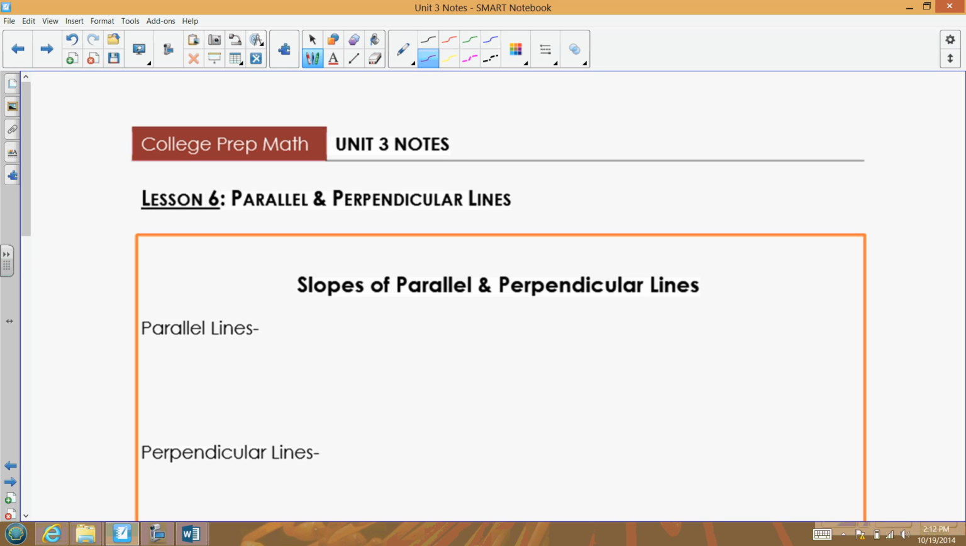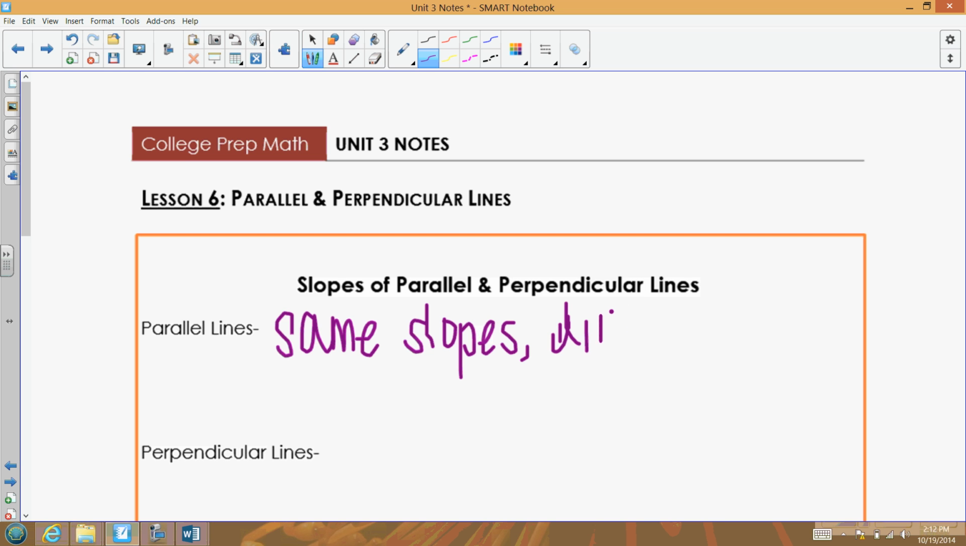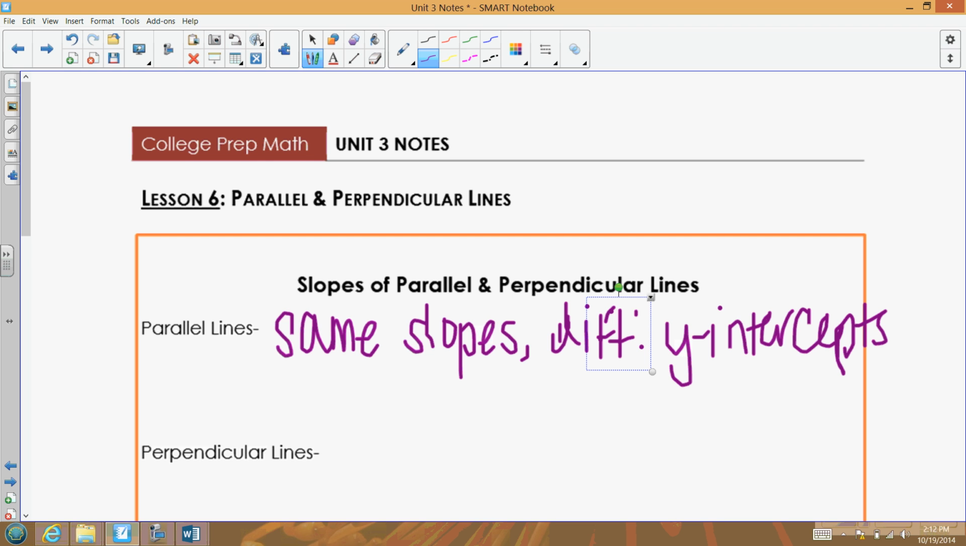So parallel lines have the same slope because they will never cross. They'd have to have different y-intercepts. The same slope means they're never going to cross, but they have to start at a different y-intercept, otherwise it would be the same line. So same slopes and different y-intercepts. A picture of parallel lines would be two lines that never cross, and they have different y-intercepts.